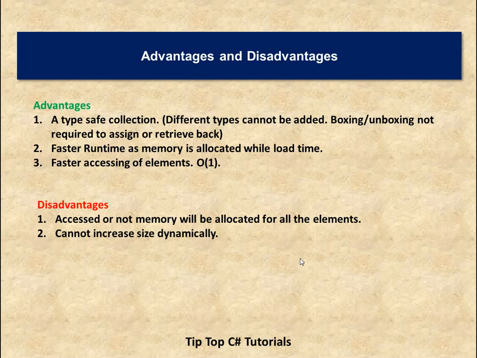There are some disadvantages of arrays. One disadvantage is that this is a static collection. Once you declare a size, you cannot increase it, or at the beginning itself you may end up defining an array of higher size. This makes sure the memory is allocated for all the elements, but you may not end up using all of them. The second disadvantage is that as the size is static, you cannot increase the size dynamically.